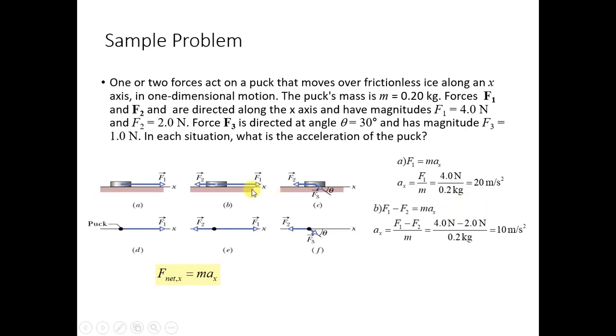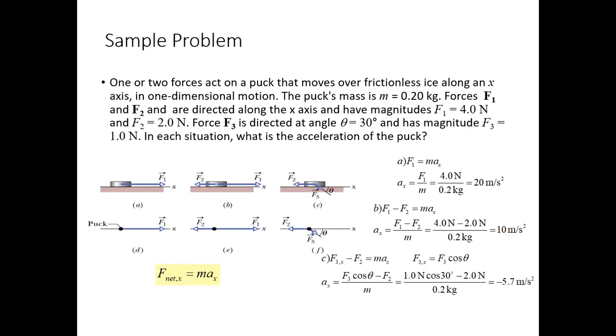Now see here, there is figure B. There are two forces, one in this direction and another in the opposite direction. So the net force is F1 minus F2, which is equal to m ax. So ax is equal to F1 minus F2 divided by m. Here F1 is 4 newtons and F2 is 2 newtons, divided by 0.2 kg. So the acceleration is 10 meters per second squared.